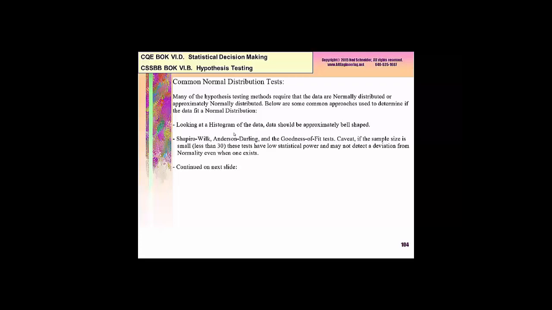Another approach is to perform distribution fitting tests. Shapiro-Wilk, the Anderson-Darling technique, or the goodness of fit tests are three commonly used tests to fit the data to a distribution, in this case, the normal distribution. Caveat: if the sample size is small, i.e. less than 30, these tests have low statistical power and may not detect a deviation from normality when one exists.